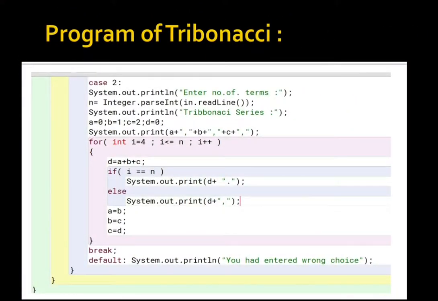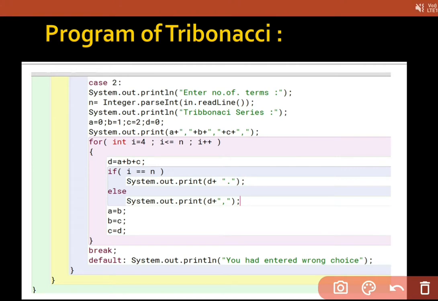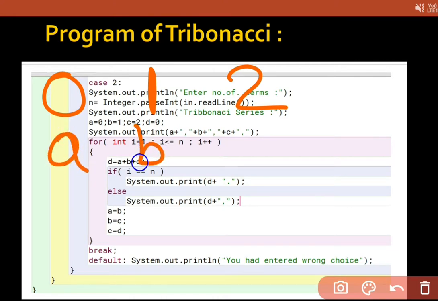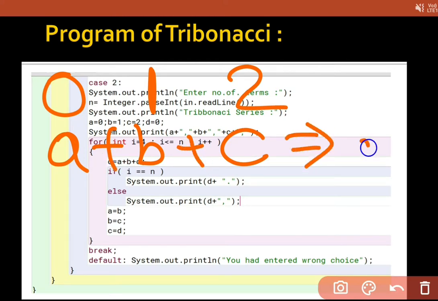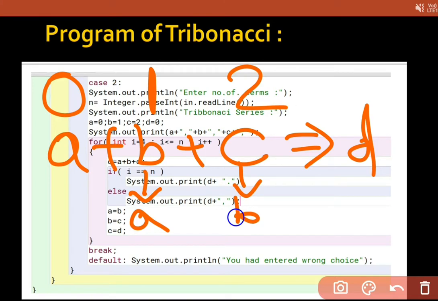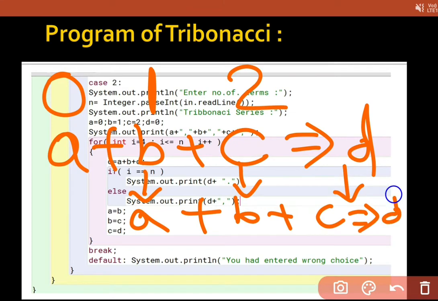Now, case 2 is Tribonacci series. What is Tribonacci series? Actually, in Fibbo, 2 things were constant, that is 0 and 1. But in Tribbo, 3 things are constant, 0, 1 and 2. A is 0, B is 1, C is 2. We have to add A plus B plus C and store in D. Then we have to interchange the values. B will be stored in A, C will be stored in B, and D will be stored in C. And then again we have to add them and store in D. The same process we have to do again and again.